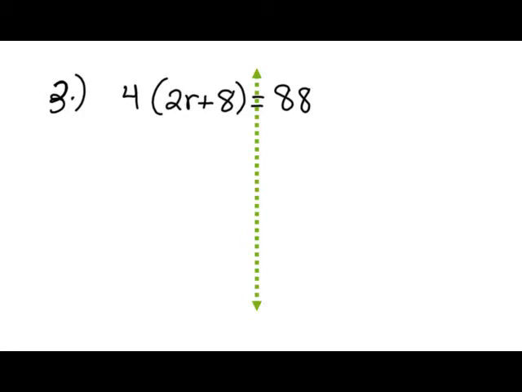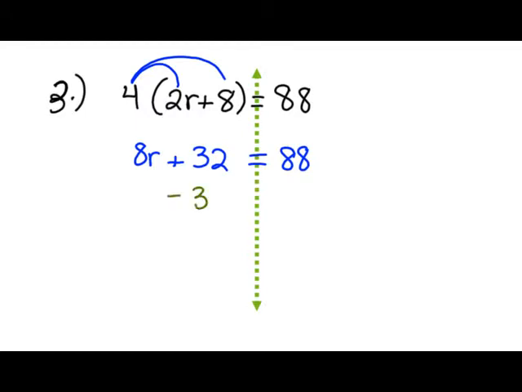I start just like I did before by distributing. 4 times 2r is 8r. 4 times 8 is 32 equals 88. I haven't done anything to the 88 yet. Okay, next I get rid of any adding or subtracting. So I see add 32, so I'm going to subtract 32.